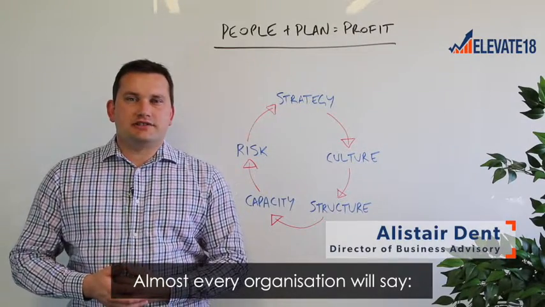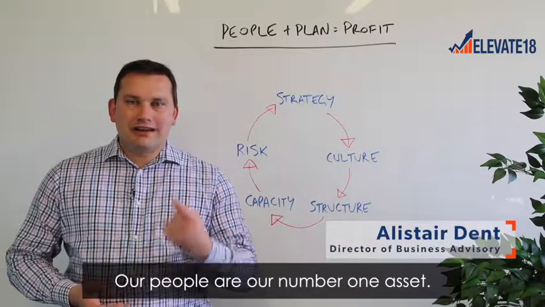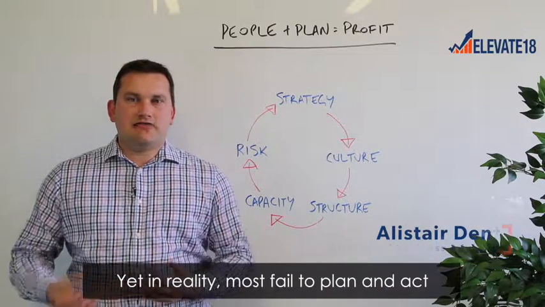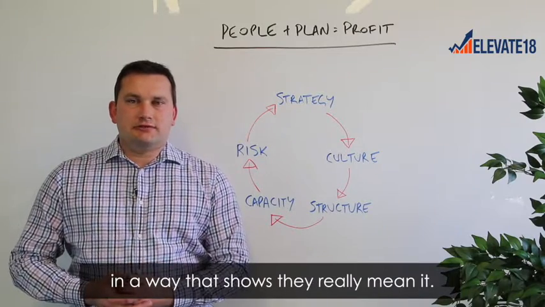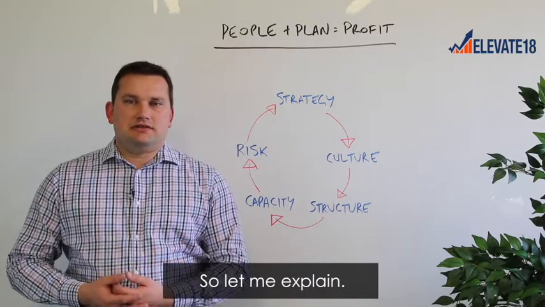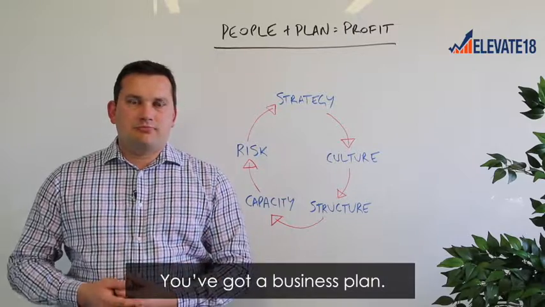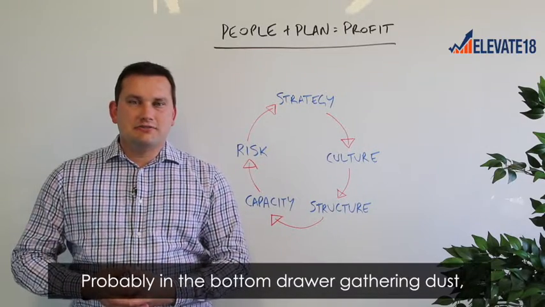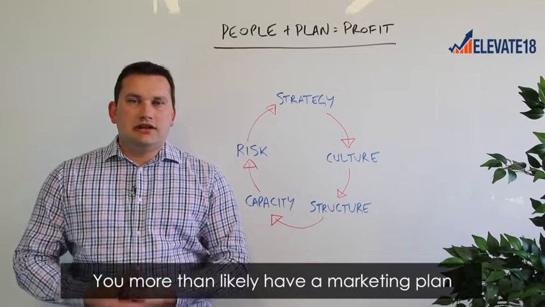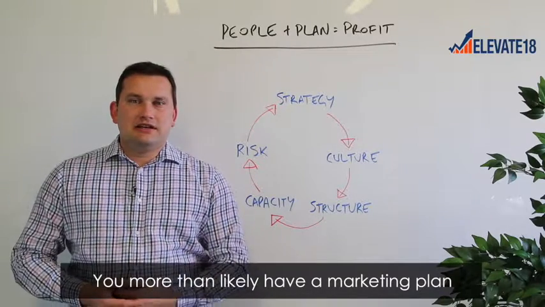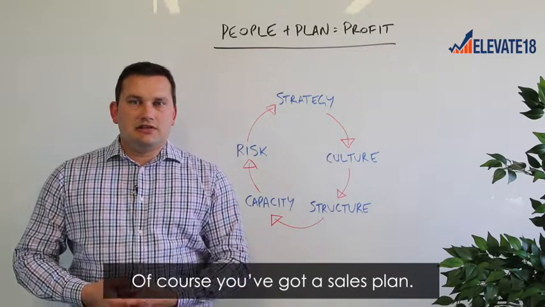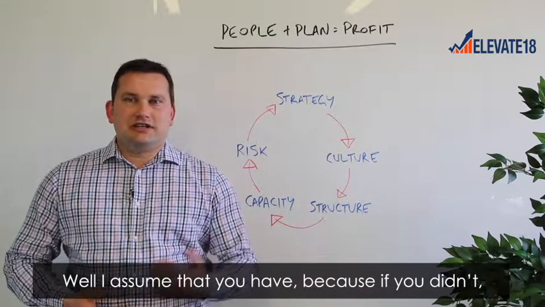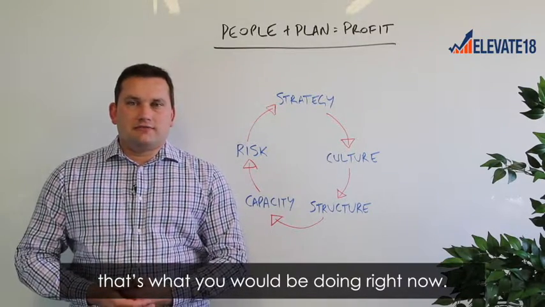Almost every organisation will say our people are our number one asset. Yet in reality, most fail to plan and act in a way that shows that they really mean it. So let me explain. You've got a business plan, probably in the bottom drawer gathering dust, but you've got one somewhere. And you more than likely have a marketing plan and a financial plan or forecast. Of course you've got a sales plan. Well, I assume that you have, because if you didn't, that's what you would be doing right now.